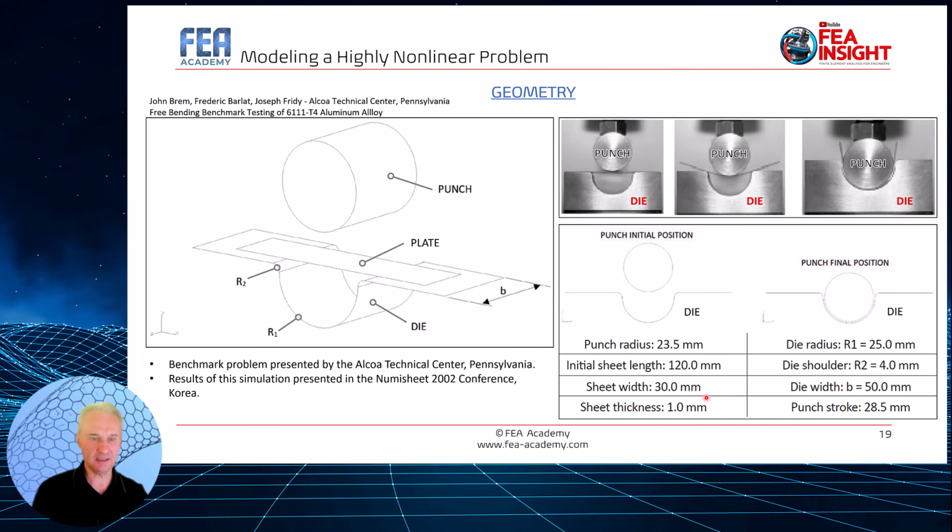So you see here the different geometrical parameters: the punch radius, the initial sheet length, the sheet width, the sheet thickness, the die radius and shoulder and width, and the punch stroke.